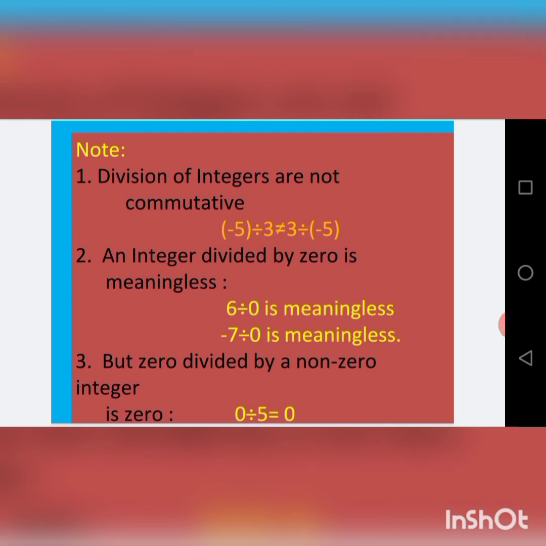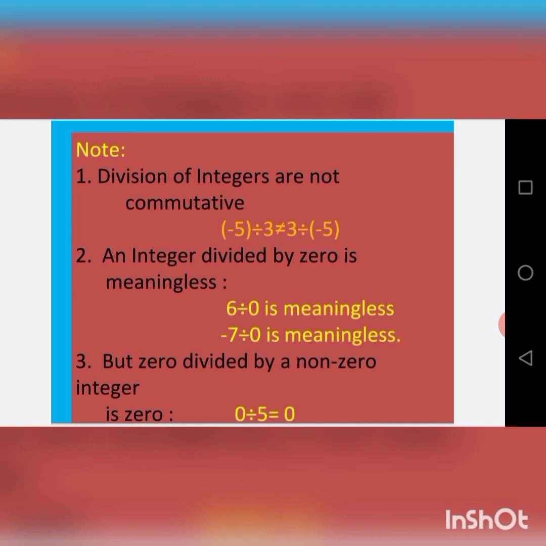Note: division of integers is not commutative. That is, minus 5 divided by 3 is not equal to 3 divided by minus 5. The second one: an integer divided by 0 is meaningless. Any integer, that is 6 divided by 0, is meaningless. Minus 7 divided by 0 is meaningless.